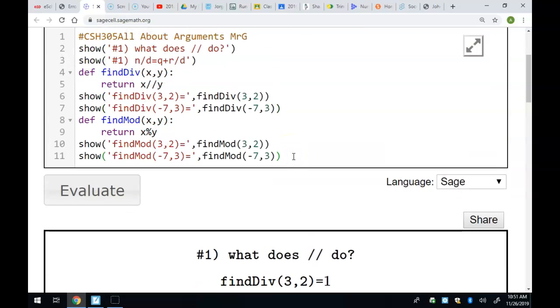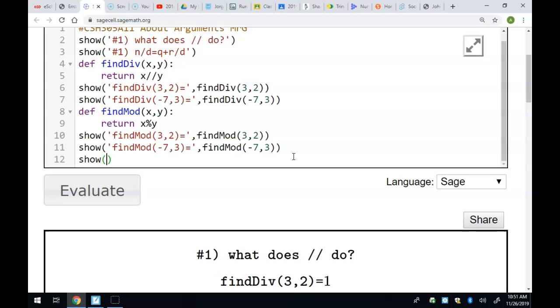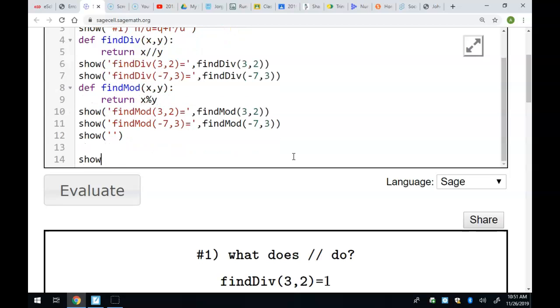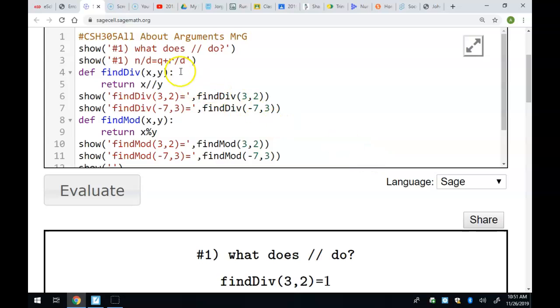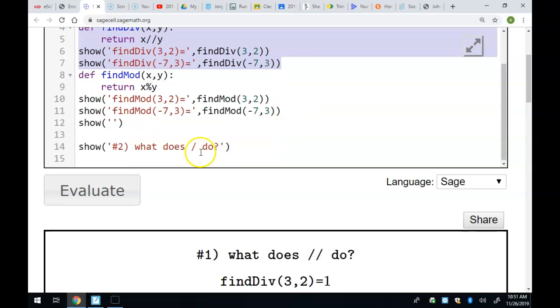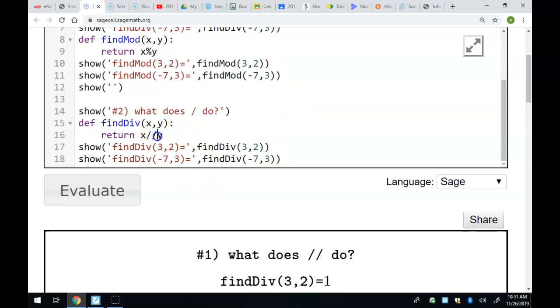All right. So let's show a blank in our output, and let's put a blank in our input. Show number 2. All right, so what was number 2 about? 2 says, what does single slash do? What does a single slash do? All right, so we redefined find div but with a single slash. So I'm going to do this again, but with a single slash. What's the difference? Let's find out. So single slash. So I just redefined all of this. All right.